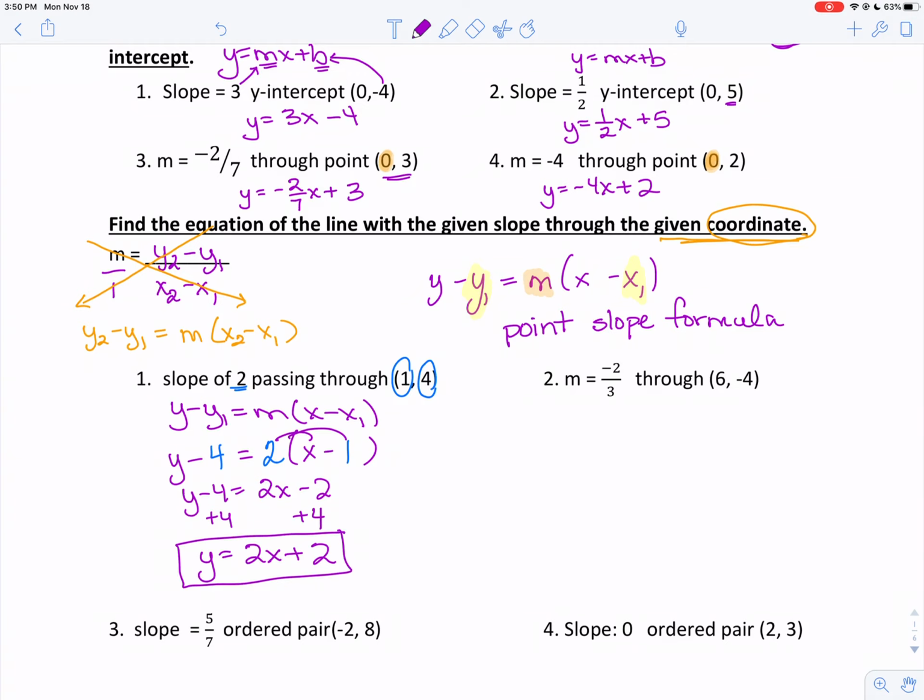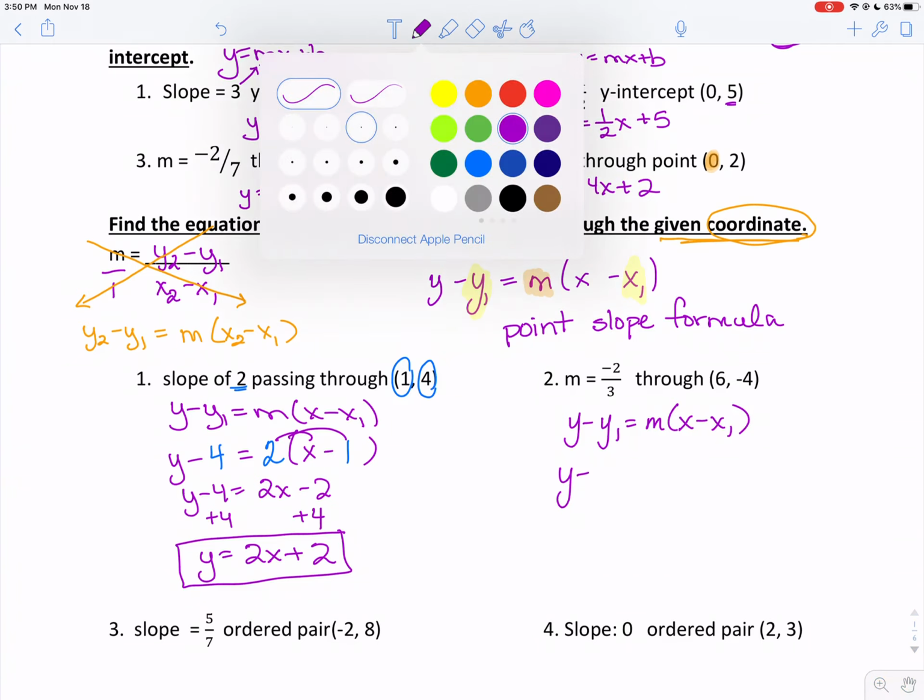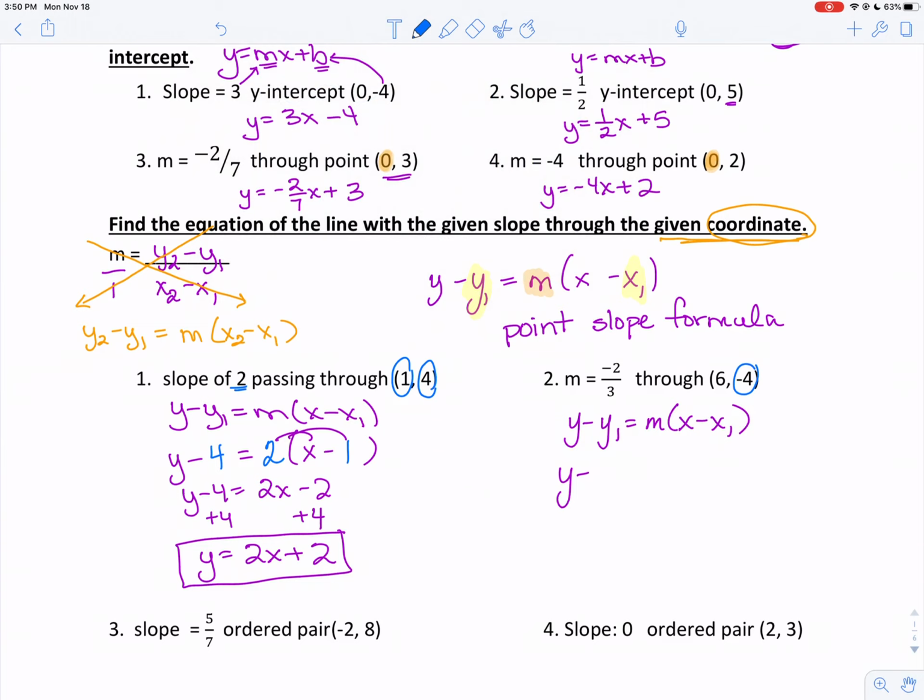Okay, let's do one more. Again, point slope formula, y minus y1 is slope times x minus x1. So y minus, what is my y1? What's the y value? -4. Notice that I've got a double negative. Now, in the case of this formula, anytime you have a negative here, you will always have a double negative because you have a negative right here before the x1 and the y1.